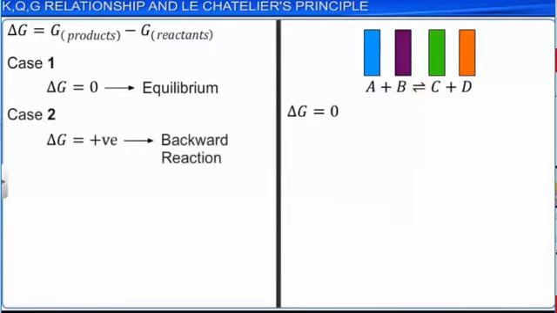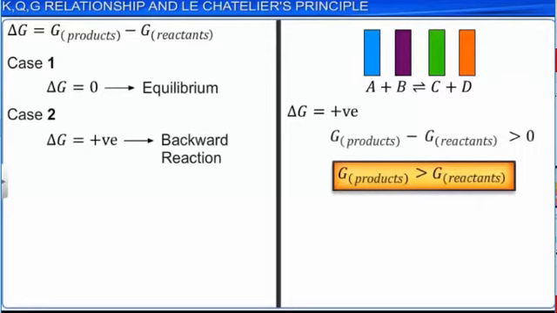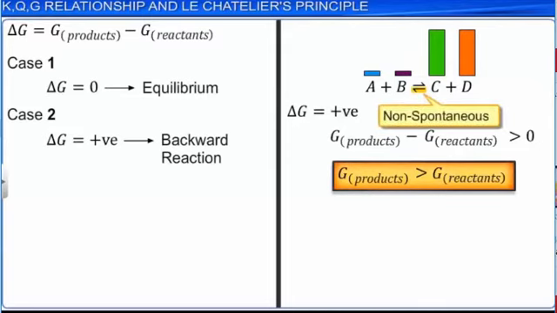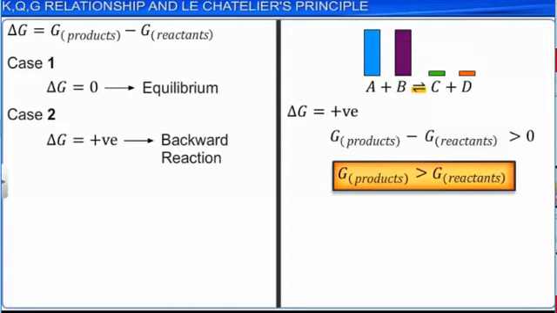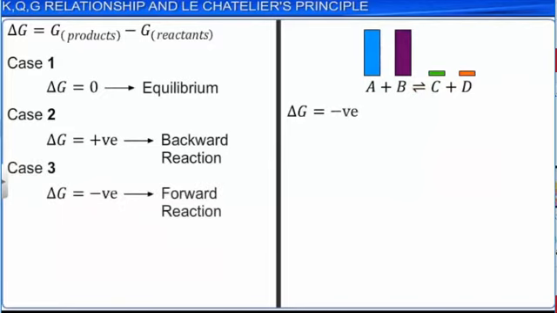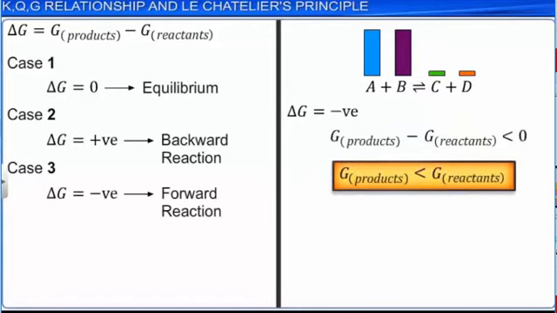When delta G is positive, it means that the Gibbs energy of the products is greater than the Gibbs energy of the reactants. Hence, the reaction is considered non-spontaneous and proceeds in the backward direction. In other words, the products are converted back into the reactants. When delta G is negative, it means that the Gibbs energy of the products is less than the Gibbs energy of the reactants. This, in turn, means that the reaction can proceed spontaneously with the accomplishment of the network. In other words, the reaction proceeds in the forward direction of formation of the products.